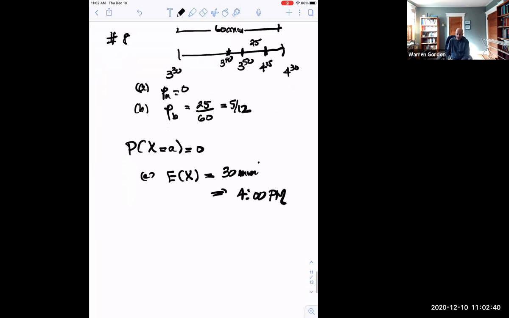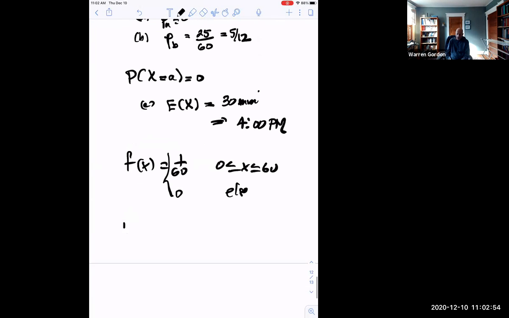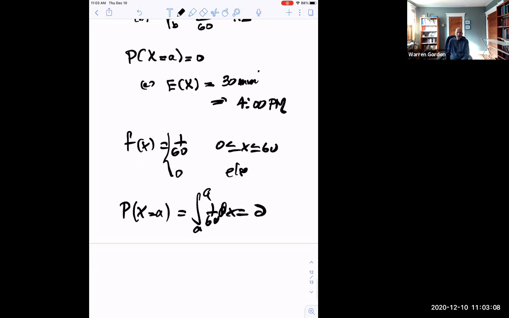Now, what some people did is they said, well, f of x is equal to 1 over 60 as we go from 0 to 60 minutes, and 0, of course, elsewhere. And then the probability that x is at 4 o'clock, whatever time I said, a, that's the integral from a to a of 1 over 60 dx, which of course is 0. But you didn't need to do that here.